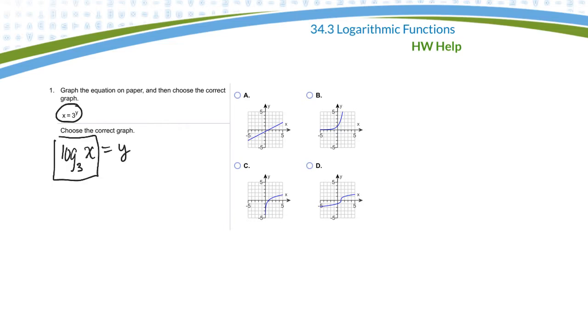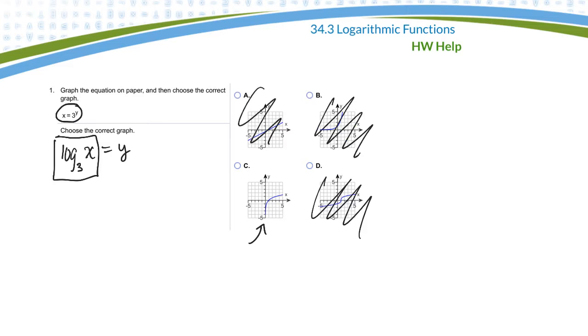So this is basically what you're graphing, a log graph. And a log graph always looks like these ones. This would be sort of a sideways cubic, exponential, and this would be a linear graph. So it has to be this one.